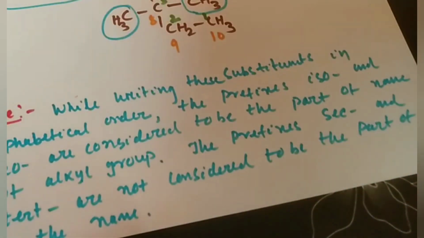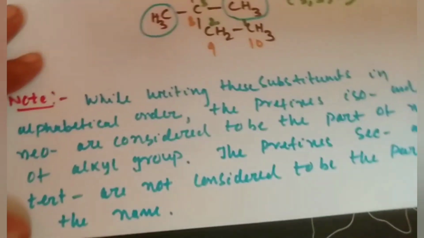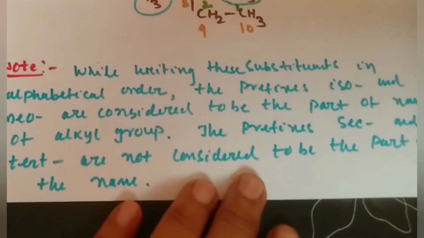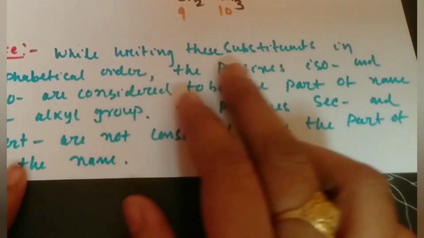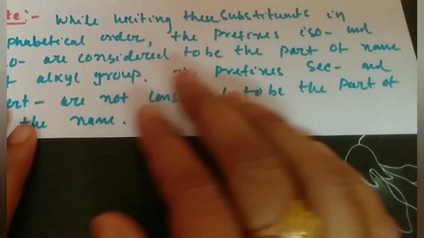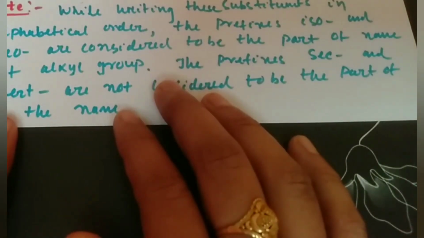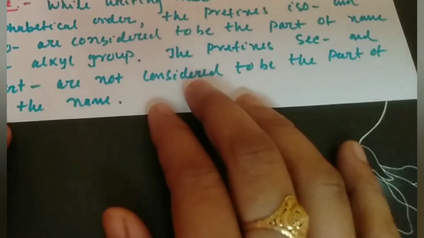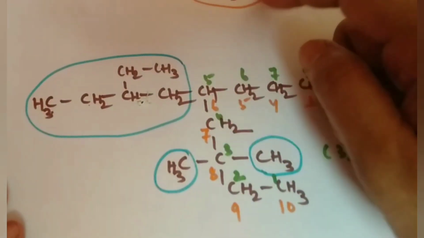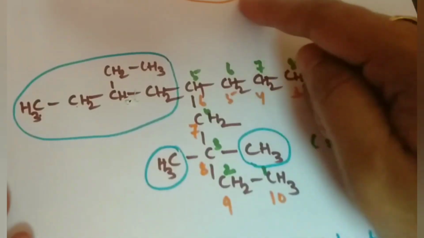Now next we'll do the naming. What is the important note? While writing the substituents in alphabetical order, the prefixes iso and neo are considered to be part of the name of the alkyl group. But the prefixes secondary and tertiary are not considered to be part of the name. That you have to remember. In this case I can write isopropyl. So iso and neo can be considered in IUPAC nomenclature, but secondary and tertiary are not considered.